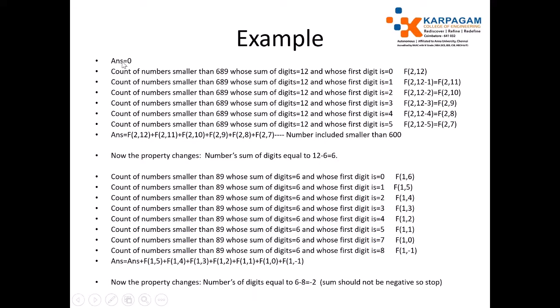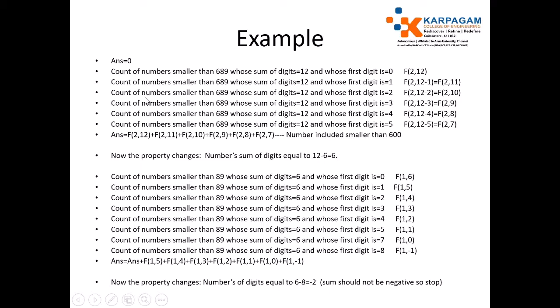Consider initially we set answer equal to 0. We need to find the count of numbers smaller than 689 whose sum of digits is 12 and whose first digit is 0. Here we are moving from left to right. 689 has 3 digits. We are starting from 0. First digit is 0, so the function will be f of 2, 12. Next, we identify the count of numbers smaller than 689 whose sum of digits is 12 and whose first digit is 1, so the function will be f of 2, 11.